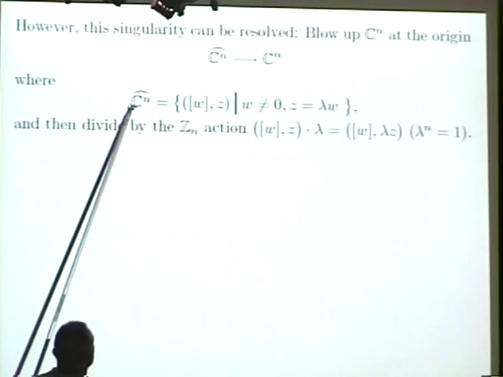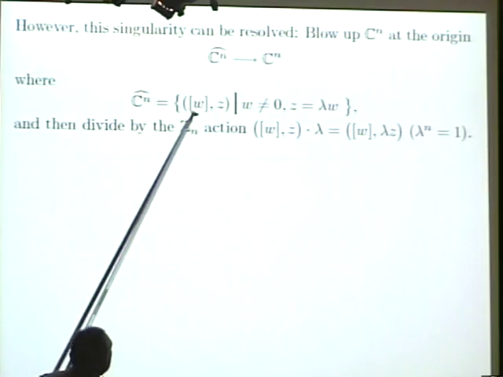And in fact, there's a clever way to get rid of that singularity, which is to do the following thing. What you do is you take Cn and you blow it up at the origin. That is, remember what the blow-up is. The blow-up is you look at the lines through the origin.